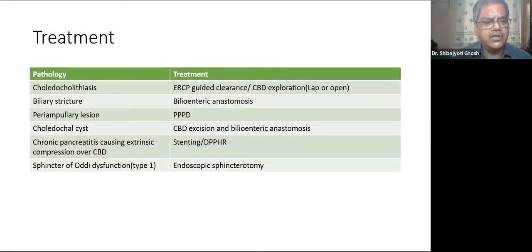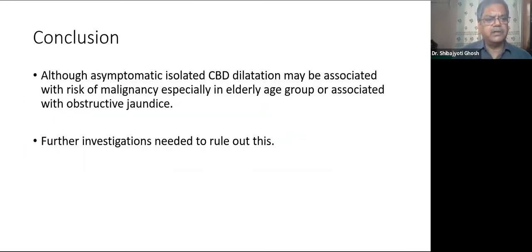So these are, in short, the various treatment modalities according to the pathology, and I think most of you know about this. These are things we should also keep in mind. So in conclusion, we can say that although asymptomatic isolated common bile duct dilatation may be associated with risk of malignancy, especially in the elderly age group, association of obstructive jaundice.